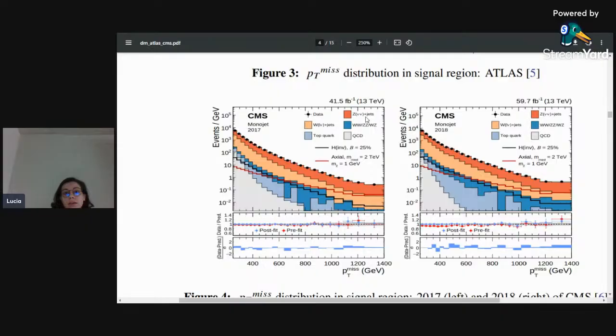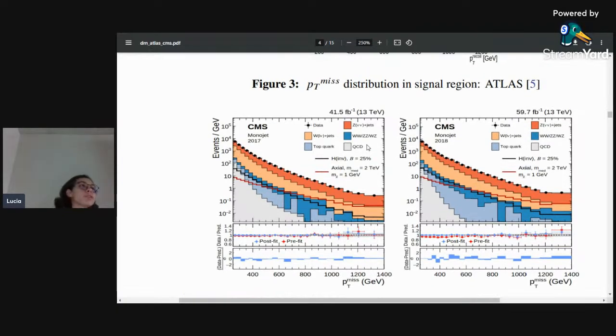But they plot here, basically, these bands are different types of backgrounds. In this case, the backgrounds are mostly something that produces neutrinos or anything that can be reconstructed and can be missing energy in a way that is not the dark matter.